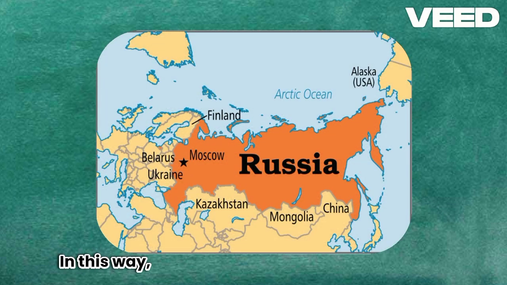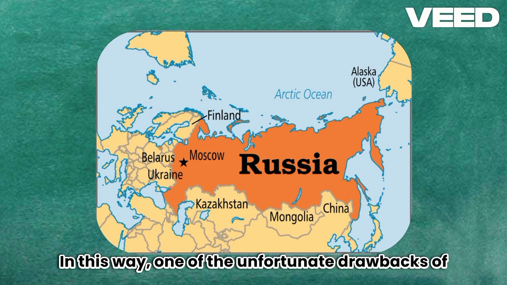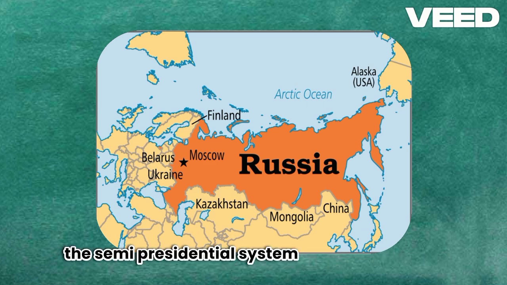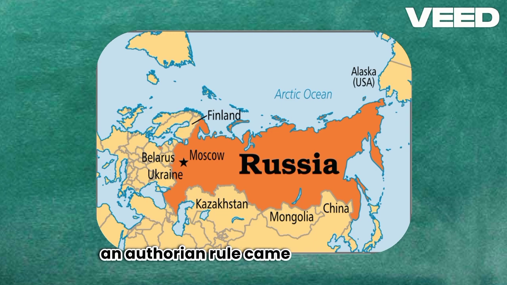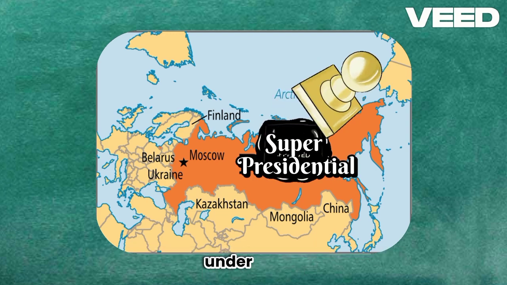In this way, one of the unfortunate drawbacks of the semi-presidential system came to reality in Russia, as the semi-presidential system was brushed away and an authoritarian rule came to be as super-presidential under Putin.